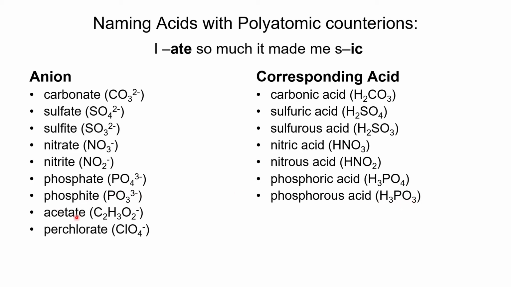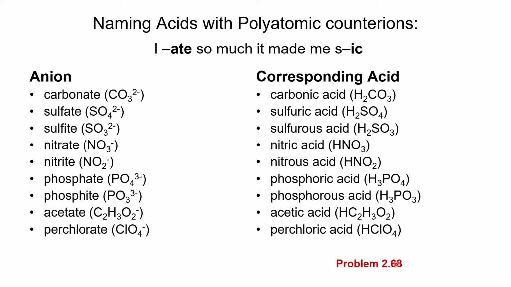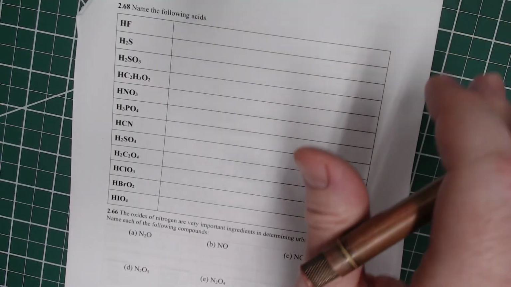All right, acetate. So ate becomes ic. That becomes acetic acid. That's the acid that is in vinegar, if you have some vinegar. And then perchlorate. Ate becomes ic. So this would become perchloric acid. Perchloric acid. All right, now we're going to go look at number 68 on the in-class assignment. So number 68. Switch over to that in-class assignment.